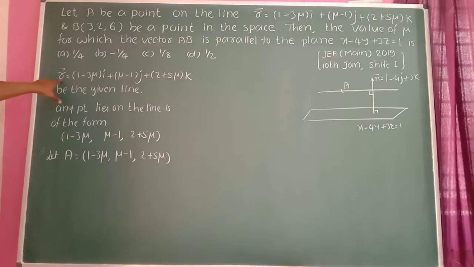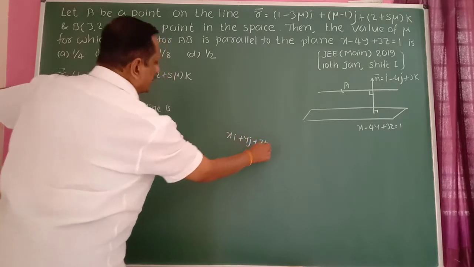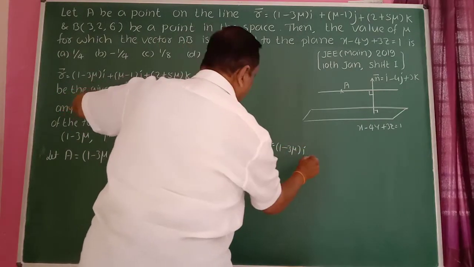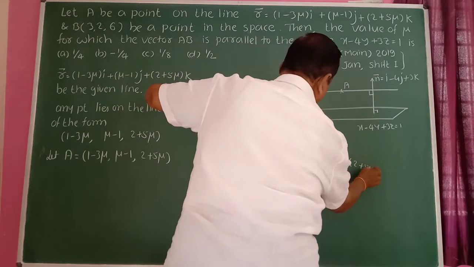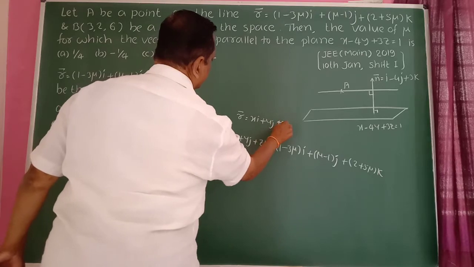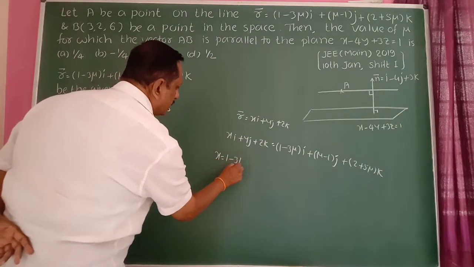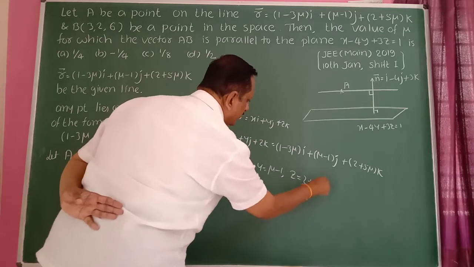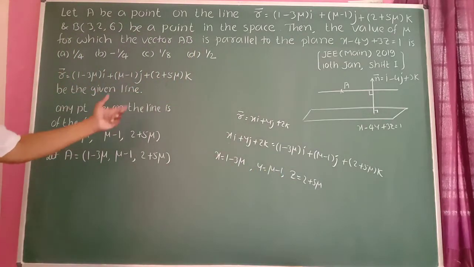Because you just observe here, r bar can be written as xi + yj + zk. r bar is this one, equal to (1 - 3μ)i + (μ - 1)j + (2 + 5μ)k. Equating the x, y and z coefficients, x = 1 - 3μ, y = μ - 1, and z = 2 + 5μ. Therefore, this point lies on the line.